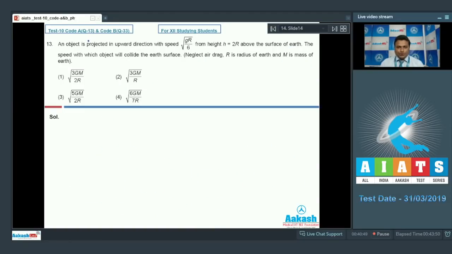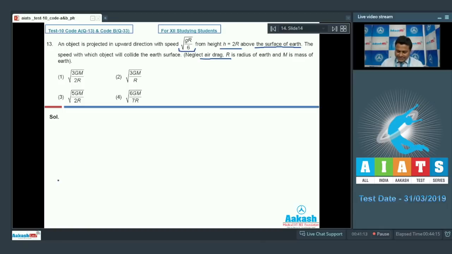Here is question number 13, students. An object is projected in the upward direction with a speed of under root gr by 6 from a height h equals 2r above the surface of the earth. The speed with which the object will collide with the earth's surface? We have to neglect air drag. R is the radius of the earth and m is the mass of the earth, that is given in the question.